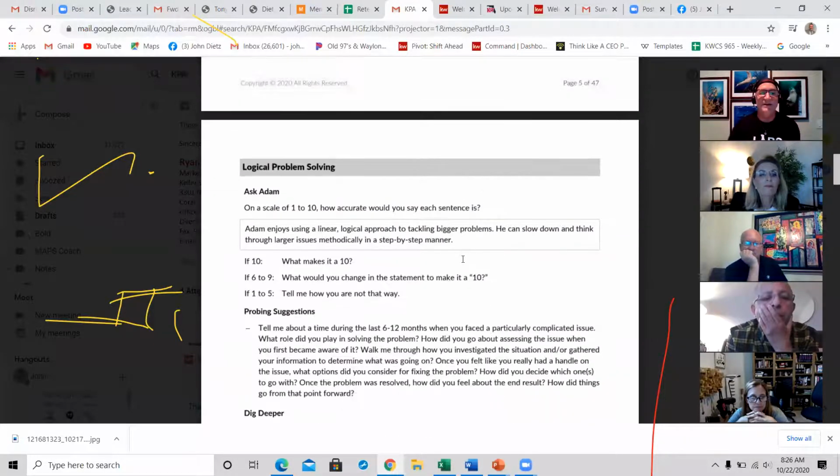On logical problem solving, Adam enjoys using a linear logical approach to tackling bigger problems. He can slow down and think through larger issues methodically in a step-by-step manner.